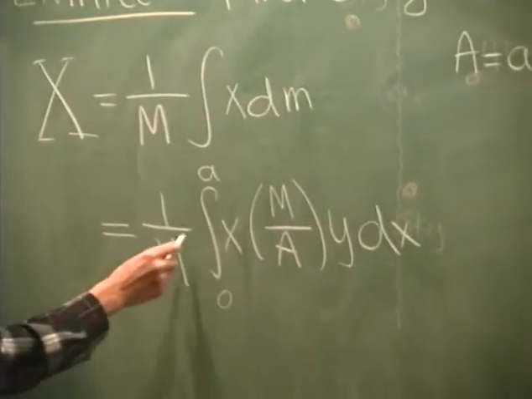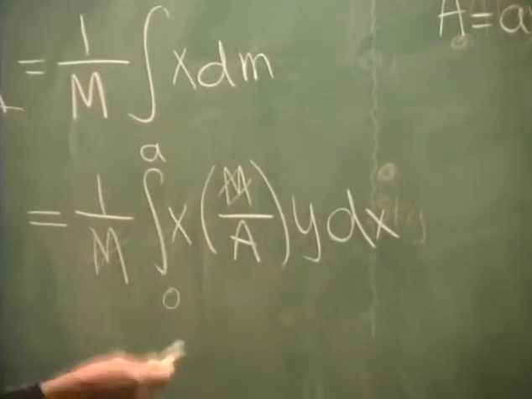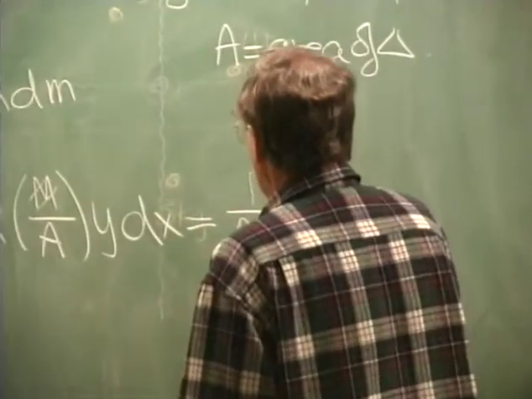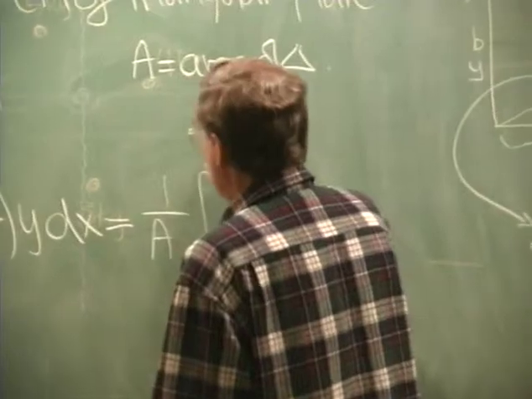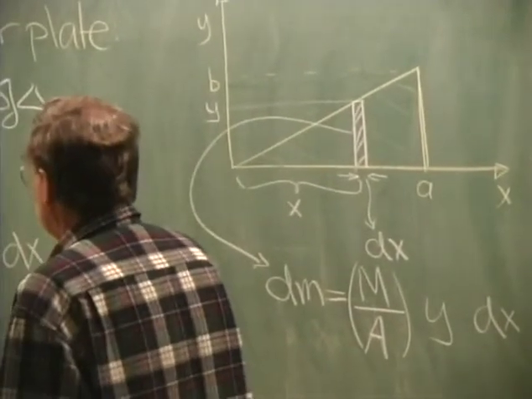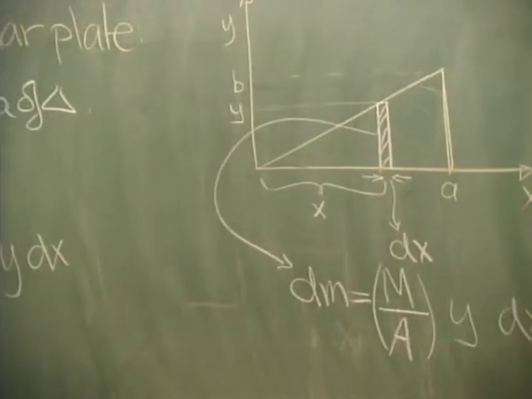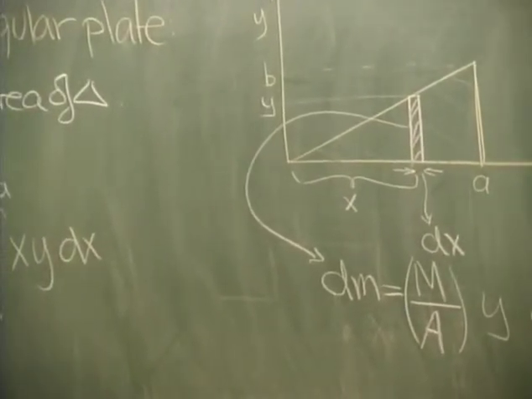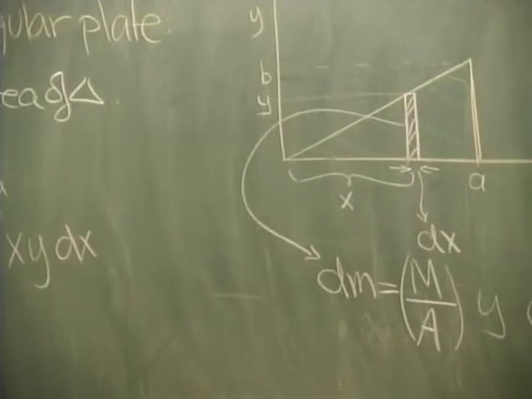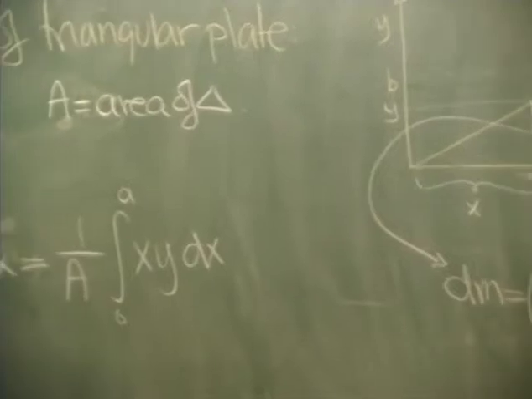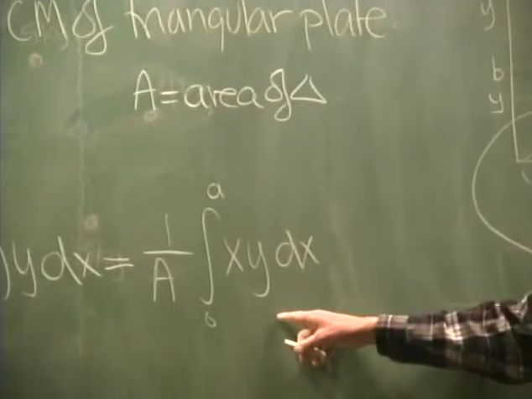M and A are constants. Why don't I pull them out in front? In fact, I'll cancel the M while I'm at it and write this as 1 over the area times the integral from 0 to a of x y dx. Y I cannot take outside the integral because it's changing as I go along. Now I'm stuck. I've got two different variables in there. I'm trying to do an integral with respect to x, but I've got a y in there.